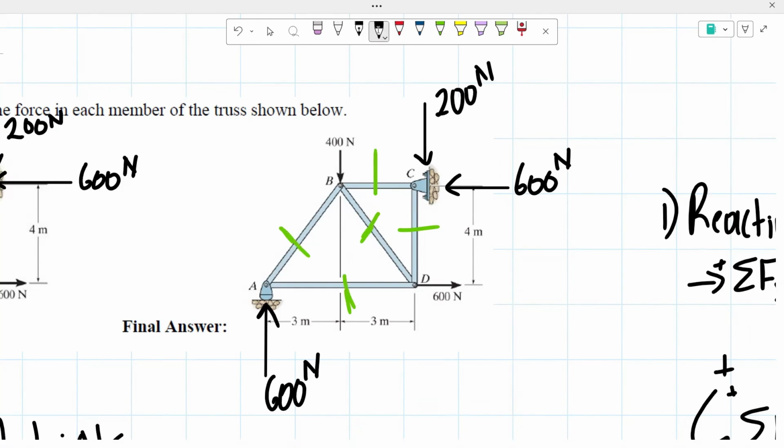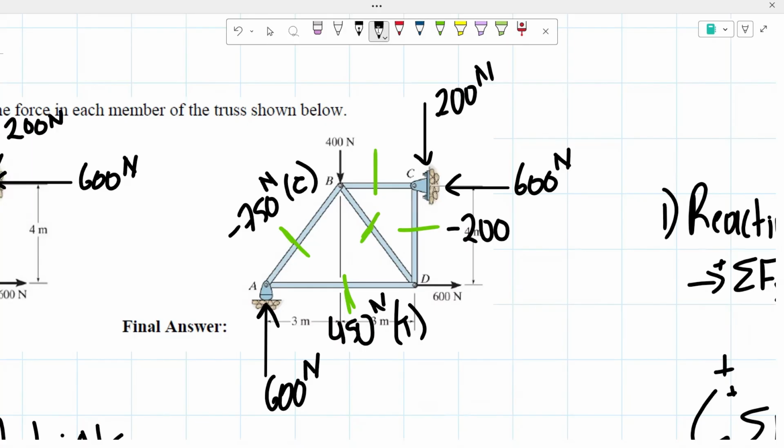We know that this bar has a force of 750 newtons and it's in compression. We know that this bar has a force of 450 newtons in tension. We know that this bar has a value of 200 newtons in compression. We know that the bar BD has a value of 250 newtons in tension. And we know that bar BC has a value of 600 newtons in compression.